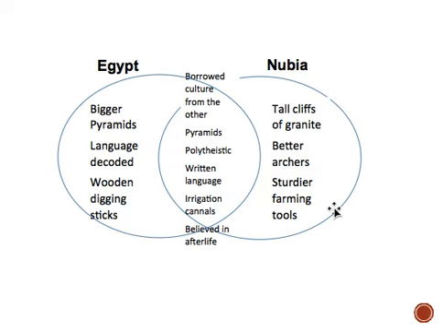Nubians built irrigation canals very similar to Egypt, and so you'll see this here under the similarities. The Nubians also had a written language along with the Egyptians, but they were not the same. The Nubian written language was called Meroitic, which was named after one of the capital cities, and this written language has never been decoded. We still do not know what it means.